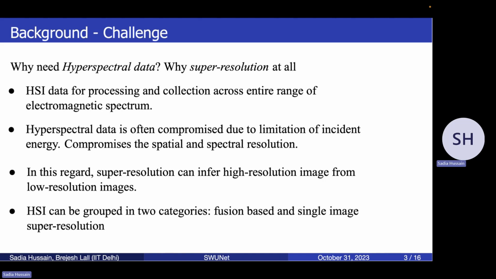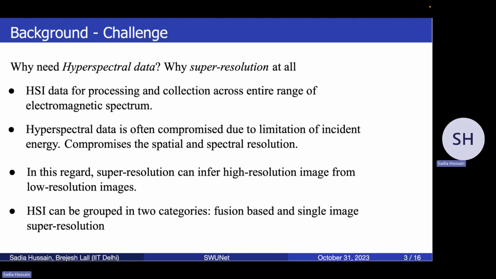We often ask ourselves, what is hyperspectral data and why do we need hyperspectral data? And why do we need its super resolution? Hyperspectral imaging is an imaging technology for processing and collecting information across the entire range of the electromagnetic spectrum, unlike humans, who can process and collect only across the visible range. But we see that hyperspectral data is often compromised because of limitations of incident energy, and this causes a trade-off between spatial and spectral resolution.